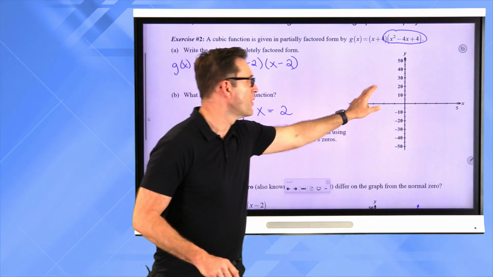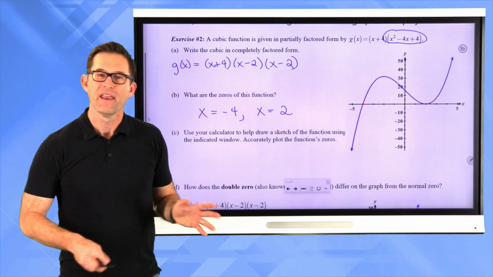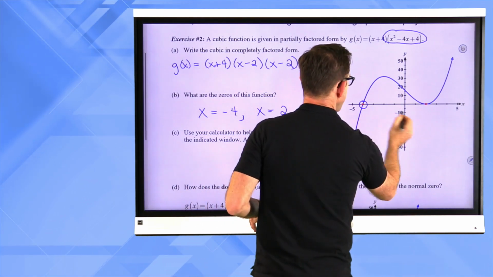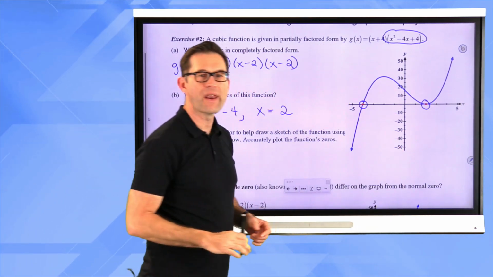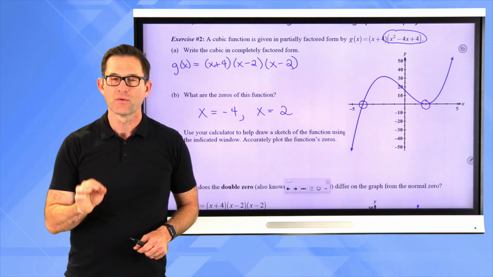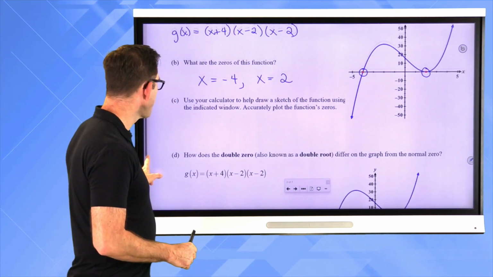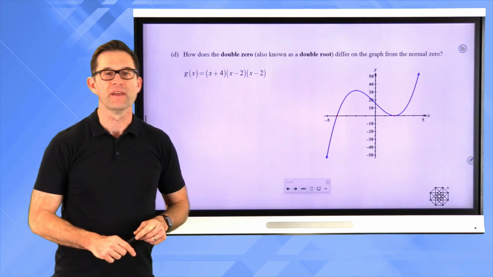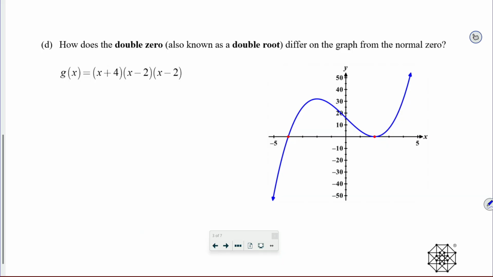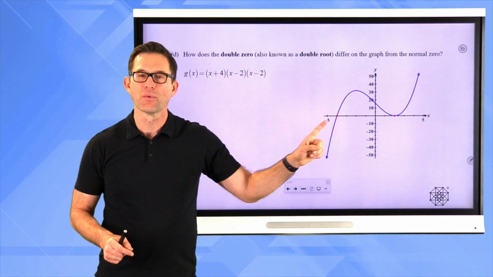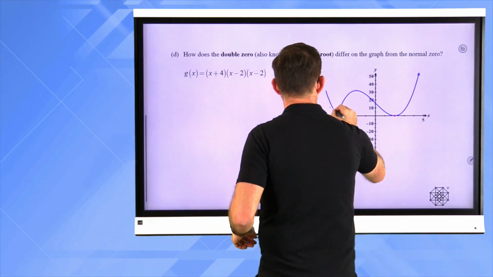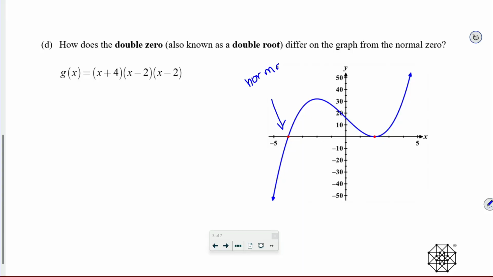All right, so it ends up looking like this. Now, here's that zero at x equals negative 4, and here's that zero at x equals 2. Let's talk about that zero at x equals 2 a little bit. Letter D. How does the double zero, also known as a double root, differ on the graph from a normal zero? All right, so I would call the x equals negative 4 a, quote, normal zero. There might be some math teachers that don't love that term. And this I'm going to call a double zero.